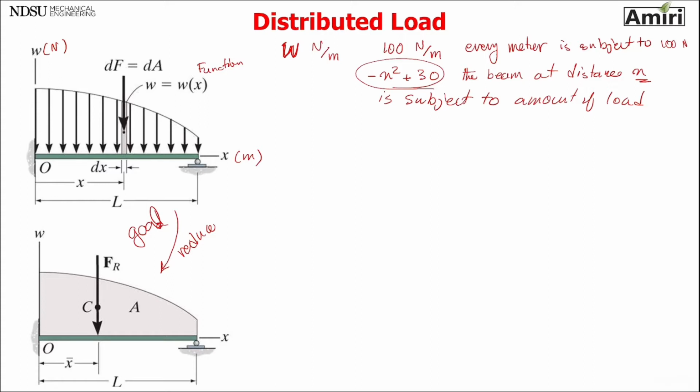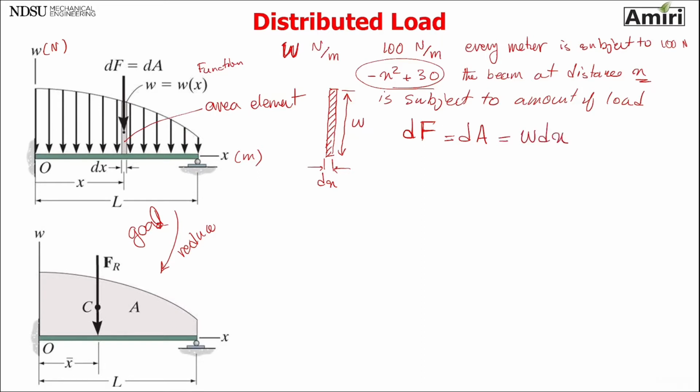In order to do that, we use an area element that you can see here. It's a tiny sliver of the area. It looks like this. It has the width of dx and it has the length of w. So this little area here, which is a differential amount of force, a tiny sliver of force, the same as the element of area, is w dx, width multiplied by length.